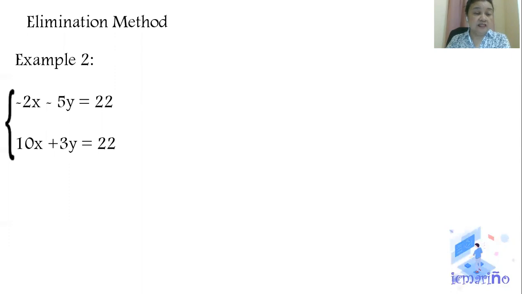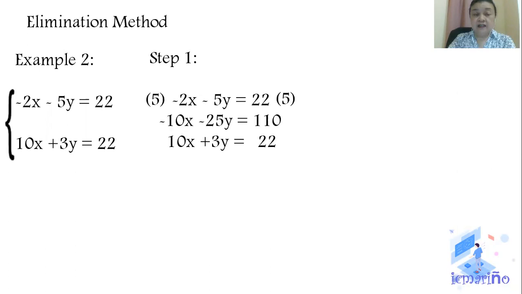Negative 2x minus 5y equals 22. And the next equation is 10x plus 3y equals 22. Now, meron na ba tayong pwedeng i-eliminate na variable x or variable y? Wala pa. Pagka ganyan na wala pa tayong pwedeng eliminate, dapat iisip tayo, paano natin ma-eliminate ang x or yung y? Okay? So, in our example, ano ang pwede natin gawin?